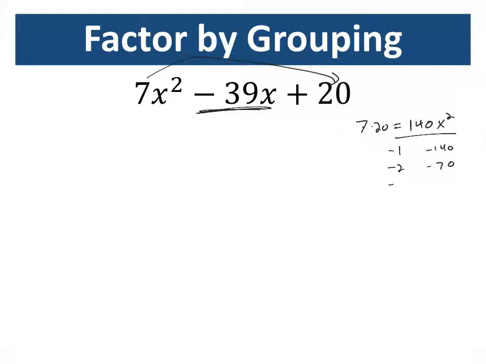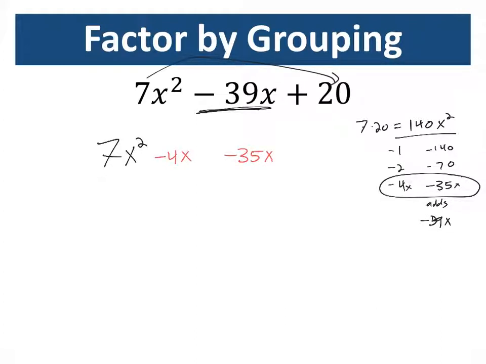Does it divide by 4? Negative 4 and negative 35. There it is, right there. There's the stuff that adds up. This adds to negative 39x. So I'm going to rewrite this, 7x squared, and then instead of negative 39x, I'm going to rewrite negative 4x and then minus 35x. And then the plus 20 is exactly the same. Remember that those two things add up to the negative 39. I'm just breaking it down in a slightly different way.